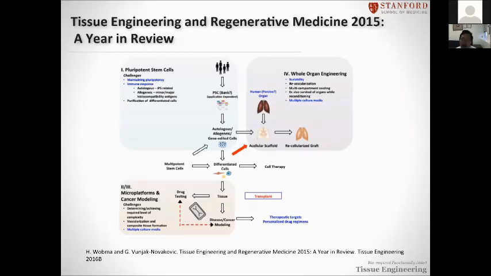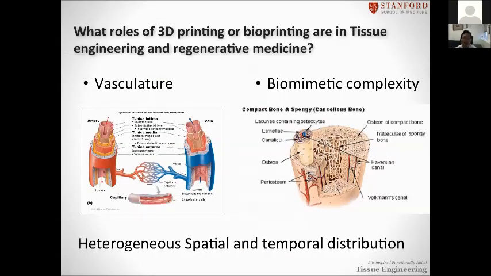The third part is whole organ engineering. Basically people use another donor's tissue or organ, decellularize it, and maintain the structure. Then they repopulate it with the patient's stem cells and try to regenerate the whole tissue or organ for transplantation. Right now, whole organ engineering has succeeded in the mouse and the rat, but that is at a small scale; people now try to do it in larger animals like the pig. So what can 3D printing or bioprinting do in tissue engineering and regenerative medicine?